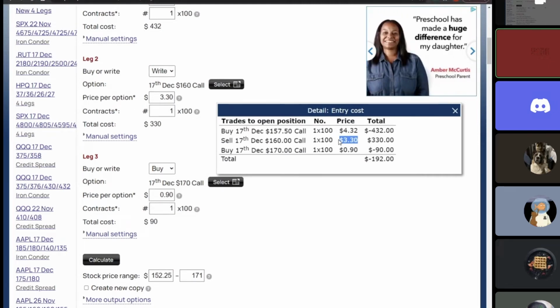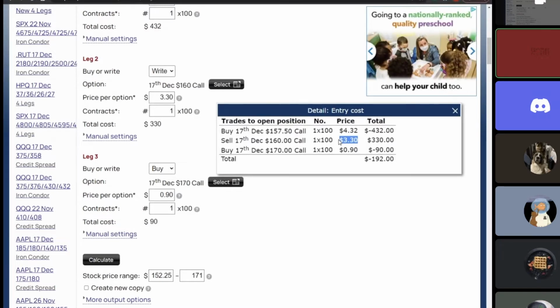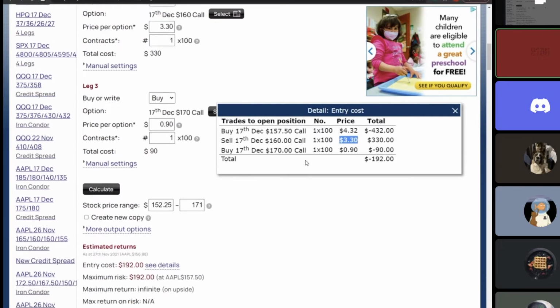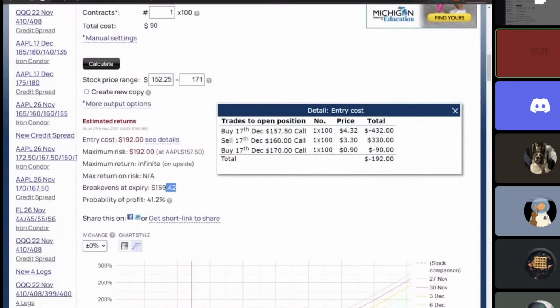So I'm basically trading the 170 risk-free. My only risk is if it's lower than 160. You can see here my break even: if it's at 159.42 on December 17th, I break even on the trade. All right.